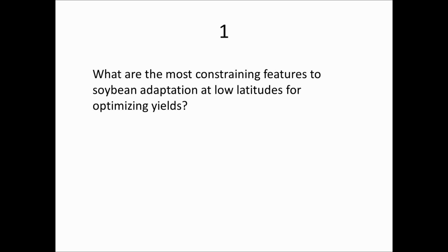No. The only information I have in Mozambique is that there is a Brazilian variety launched back in the 90s. It's called IAC-7. It's an 8.7 maturity group, and it yields very well in Mozambique, like 4,000 kilograms per hectare.